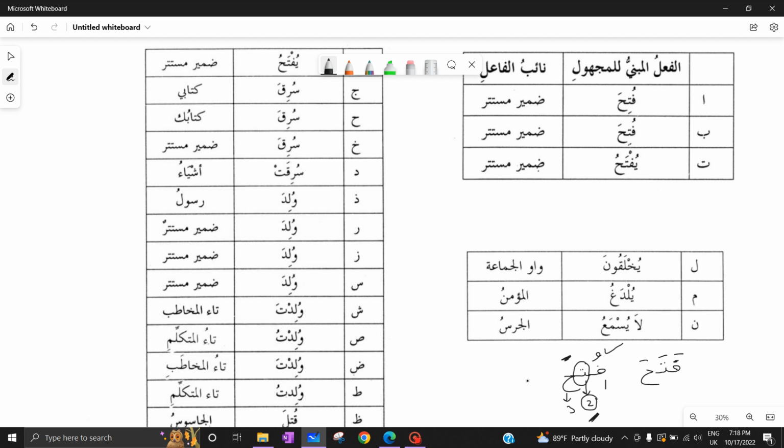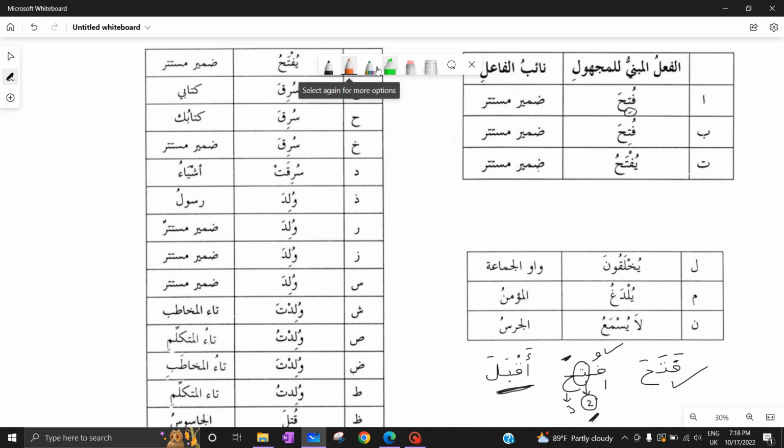Sometimes we have, like, aqbala, a four letter madi word, but this is mazid, with extra letters, so it has a different rule when we come to making it into majhul. But for now, we'll concentrate on the three letter triliteral verb. So futiha, the first letter has a dhamma and the second last letter has a kasra over here.